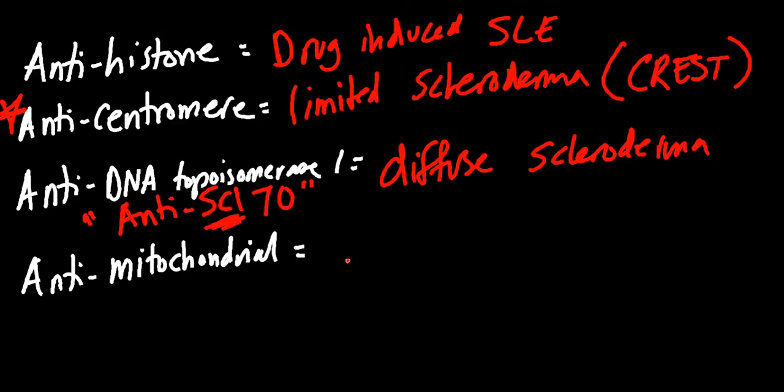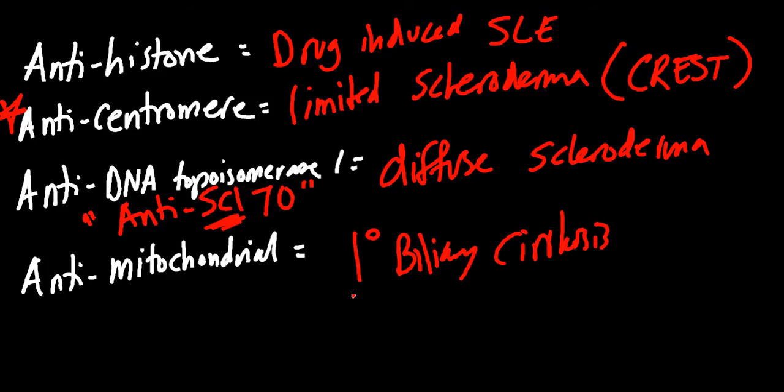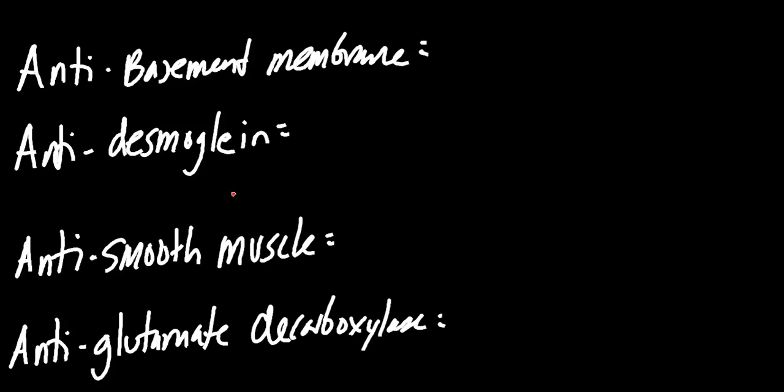Anti-mitochondrial antibodies. This is another big one. This is going to be primary biliary cirrhosis. Primary biliary cirrhosis. We got to keep moving. There's a lot of these to remember. So it is a lot of memorization. Watch this video again if it helps. Otherwise, this is just going to be a good starting block for you to start memorizing these.